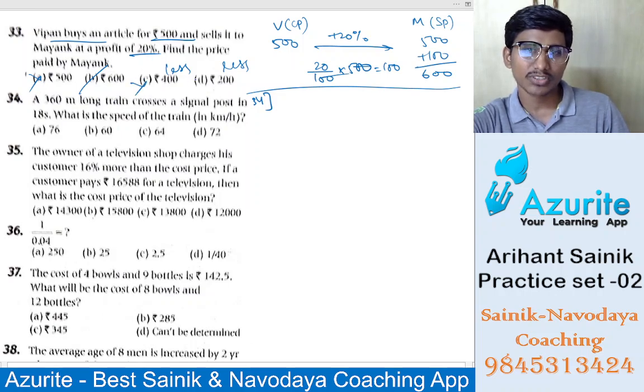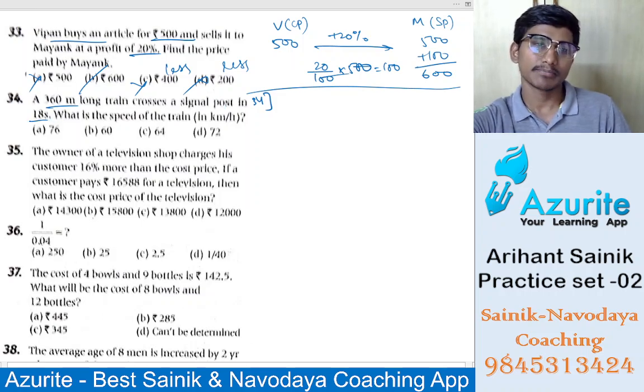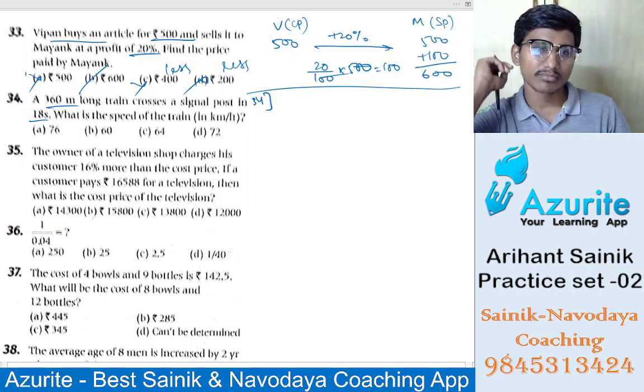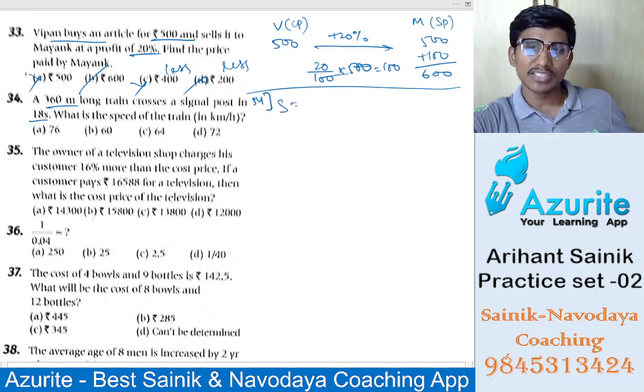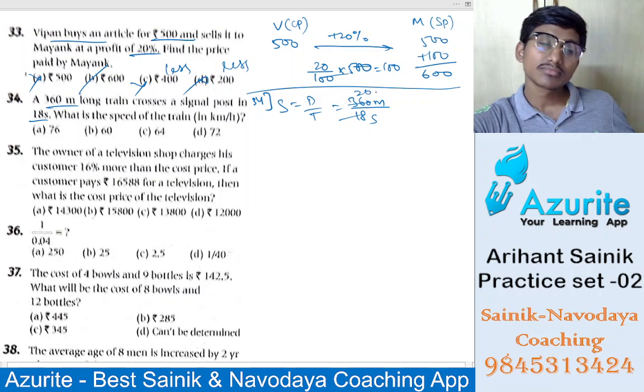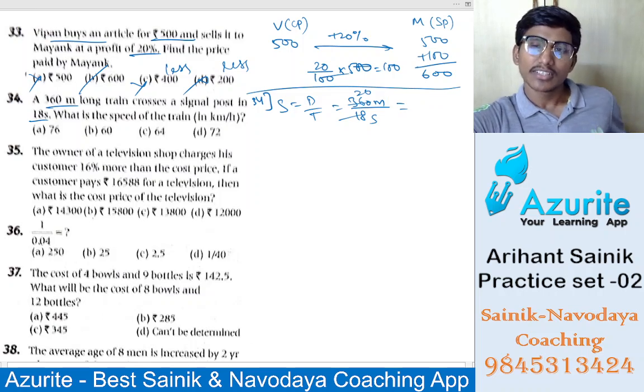Okay? Good. Next, 34. A 360-meter long train crosses a signal post in 18 seconds. What is the speed of the train? So 360 meter in 18 seconds, so directly you divide it. Speed will be distance by time. Distance is 360 meter in 18 seconds. 18 2s are 36, so 36 means 20 will be the answer. So 20 meter per second it is.